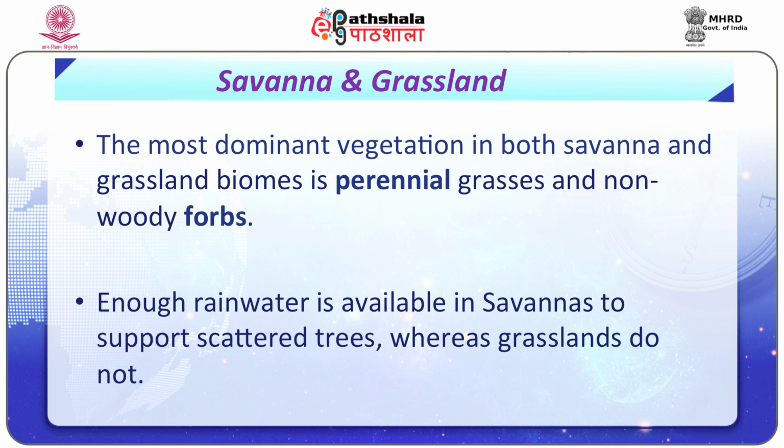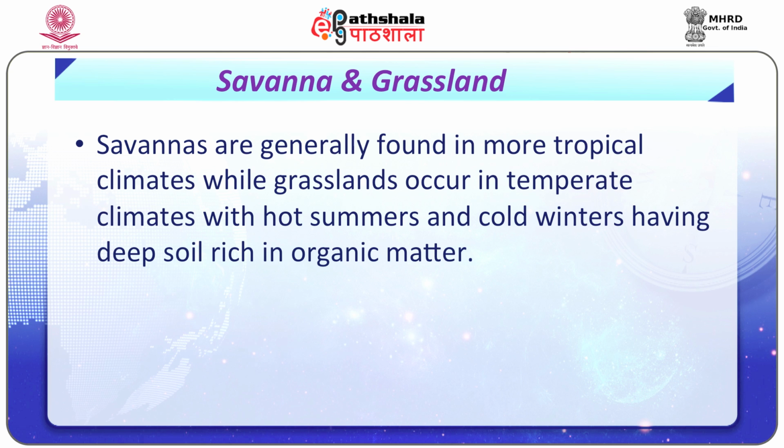Savanna and grassland. The most dominant vegetation in both savanna and grassland biomes is perennial grasses and non-woody forbs. Enough rainwater is available in savannas to support scattered trees, whereas grasslands do not. Thus, savannas are generally found in more tropical climates, while grasslands occur in temperate climates with hot summers and cold winters, having deep soil rich in organic matter.